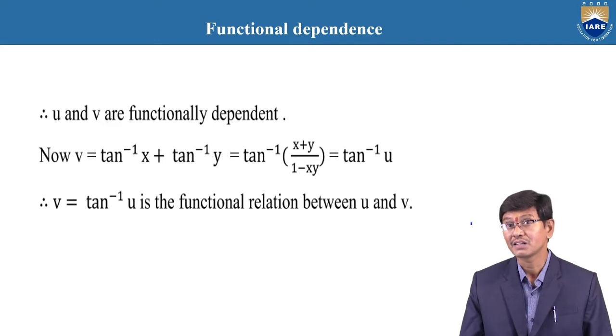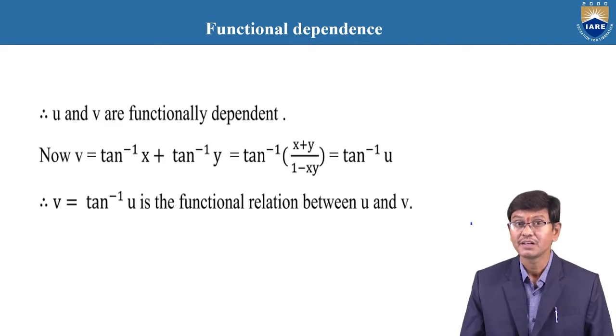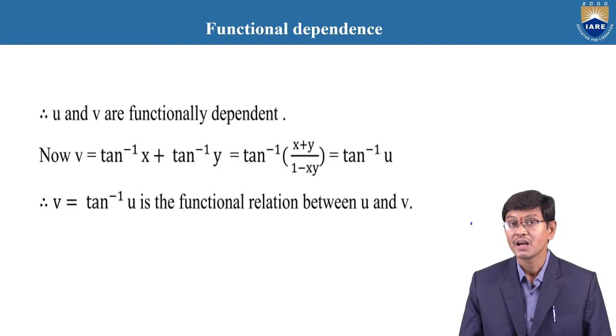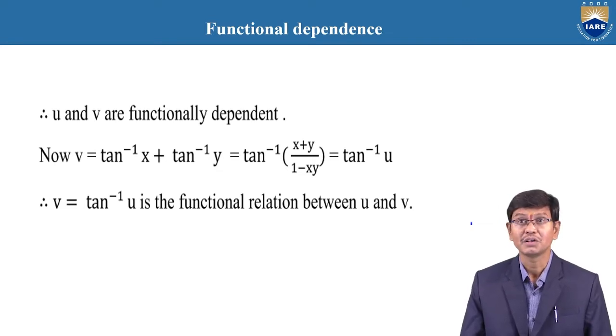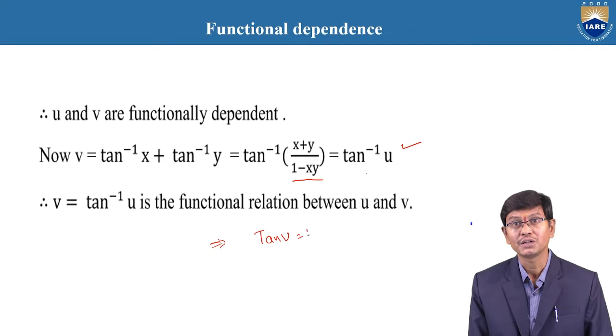Therefore, here x is x and y is y, so it is tan inverse of x plus y by 1 minus xy. As we know, the given function is u equal to x plus y by 1 minus xy, so we replace it with tan inverse u only. Therefore, you obtain v is equal to tan inverse u. If v is equal to tan inverse u is a function, it is called the relation between u and v. Otherwise, we can also write it as tan v is equal to u.